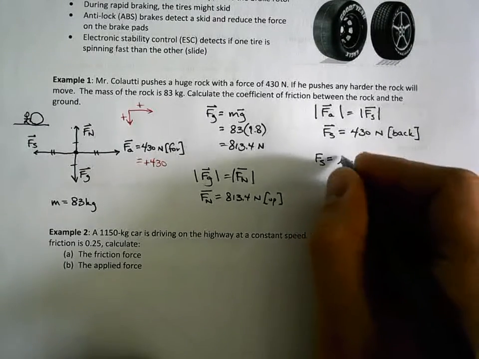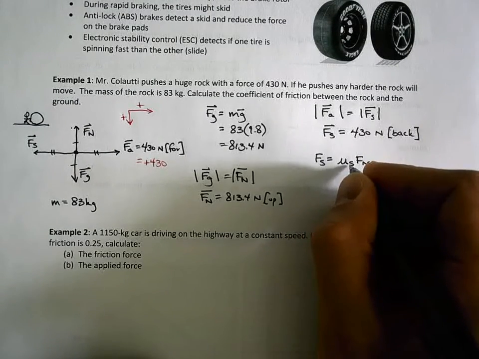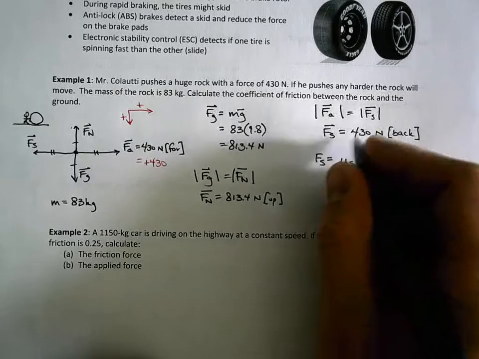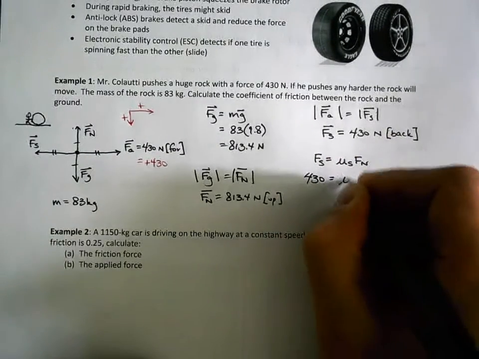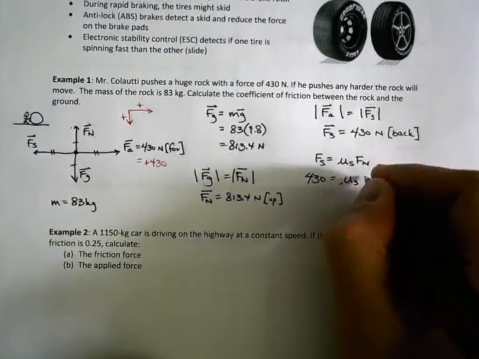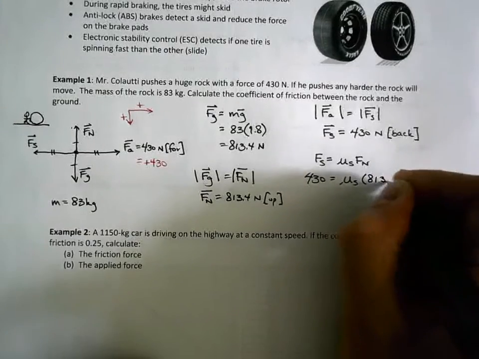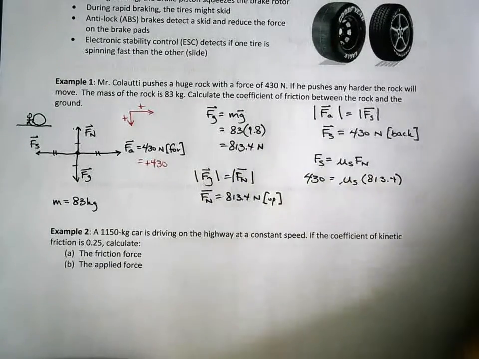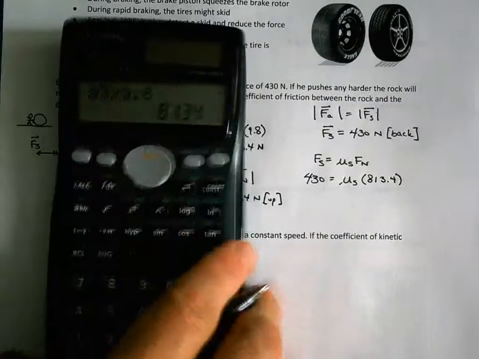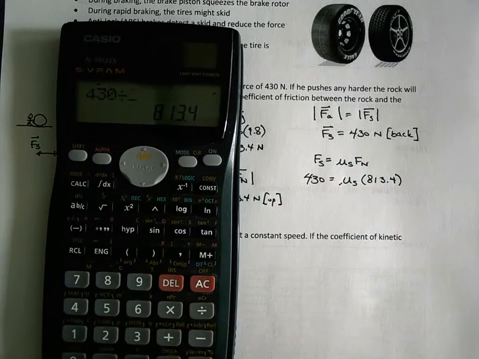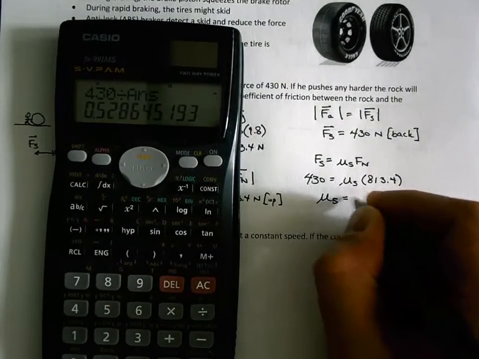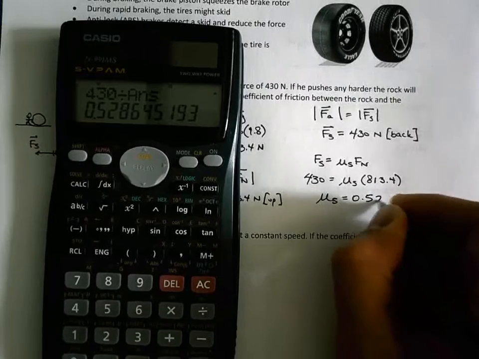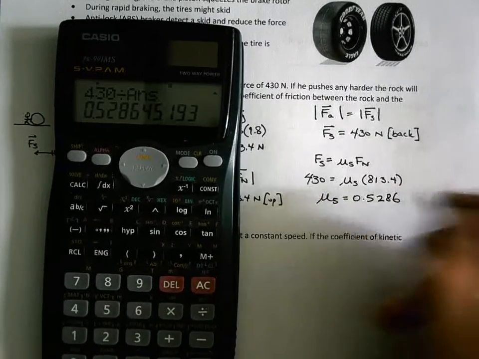I'm solving for mu, the coefficient of static friction. So, okay, I know the static friction force, it's 430 N, and I know the normal force, it's 813.4. When I divide these two, 430 divided by 813.4, I get mu s is equal to 0.5286. This number makes sense.